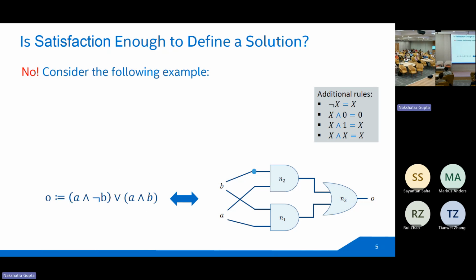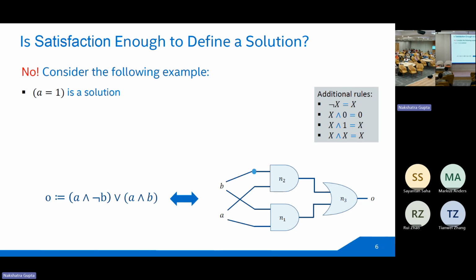If we assign A 1, intuitively, it should be a solution. So we don't care about the value of B. Because if A is assigned 1, we have not B or B, which is a tautology, so we don't care about the value of B. So the assignment A is 1, B is don't care is a solution.